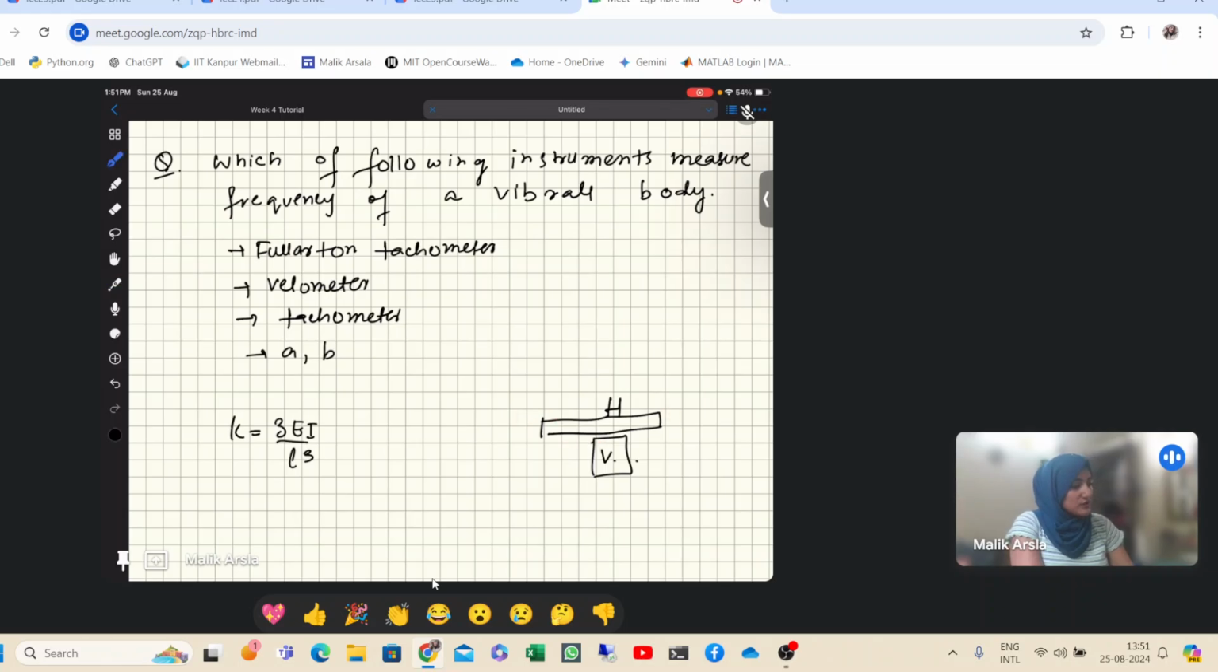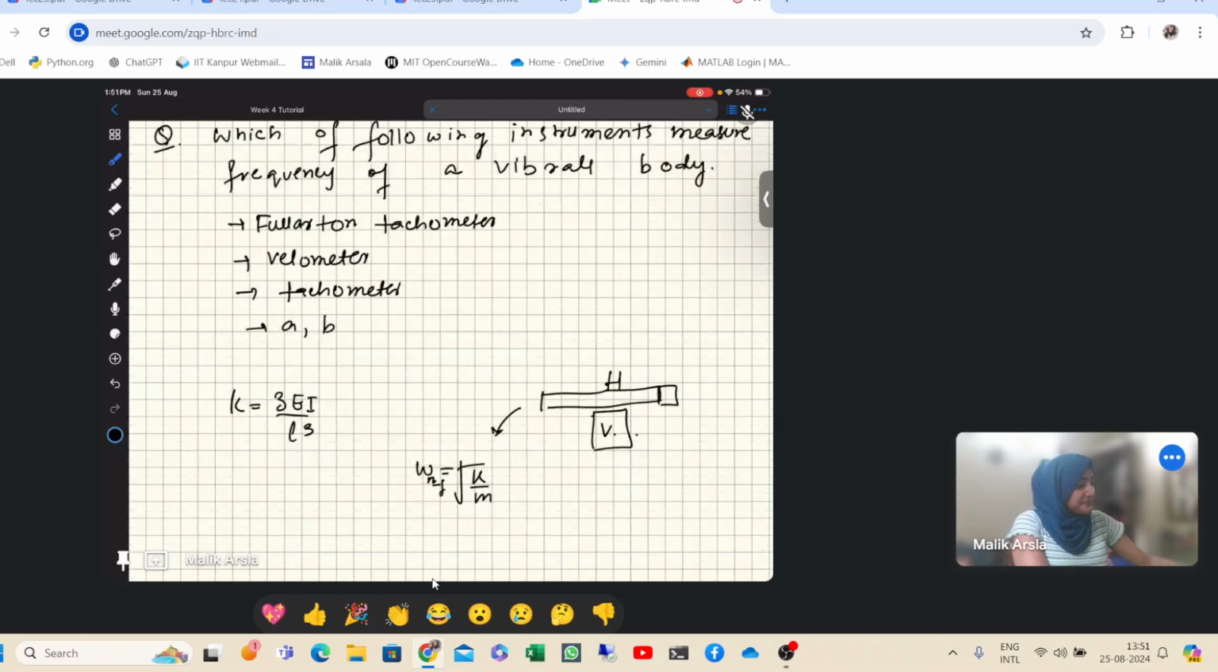Here also, for this Fullerton tachometer, omega will be under root of k by m. Now mass is maybe fixed, but this 3EI upon l cube we are continuously changing. This has a mass at this end, so basically we are continuously changing this omega n. Let me write it as omega n f, for Fullerton, it will be changing. When this becomes equal to the natural frequency, at that time the amplitude will be very high, while for other portions it will be normal.